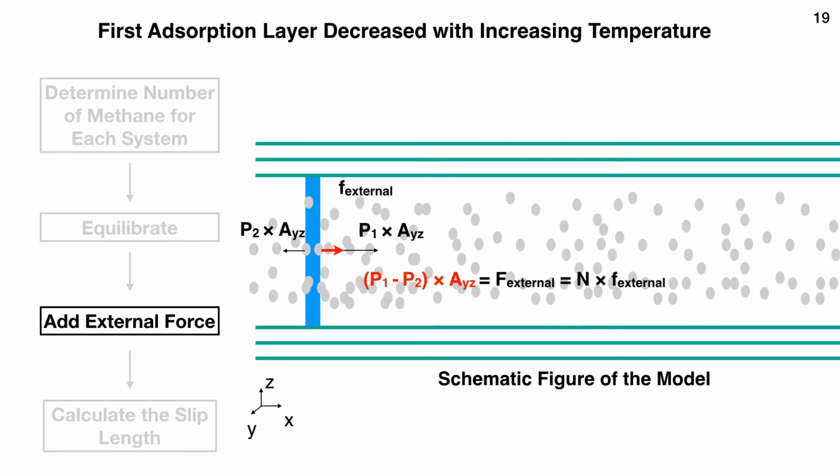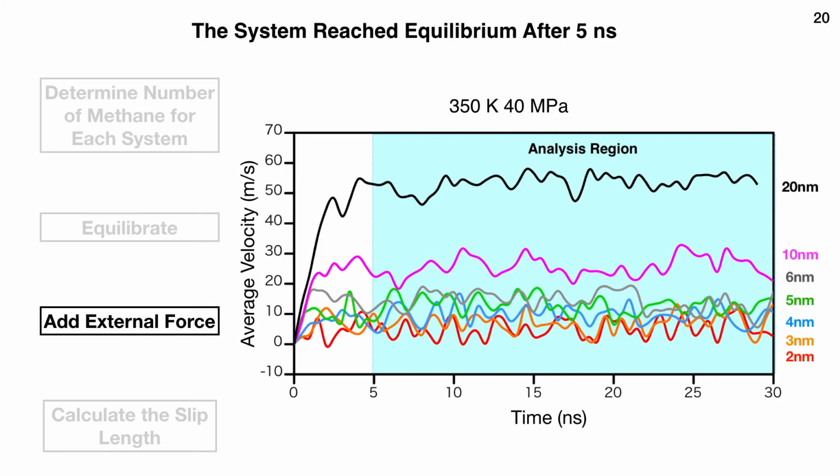After getting the equilibration, we added the external force to the methane molecules. The relationship between the external force and the pressure gradient is calculated using the presented equations. Then we collected the average velocity change of the fluids over time. And as we can see from the figure here, the average velocity came to a plateau after 5 nanoseconds. Therefore, we use the trajectory after 5 nanoseconds for further study.